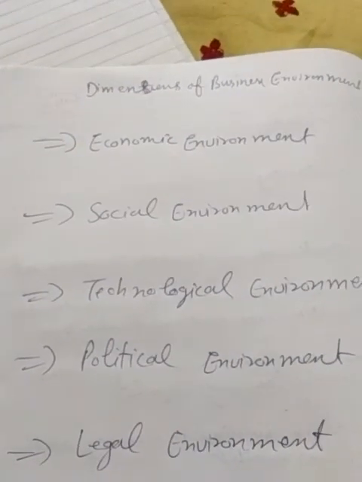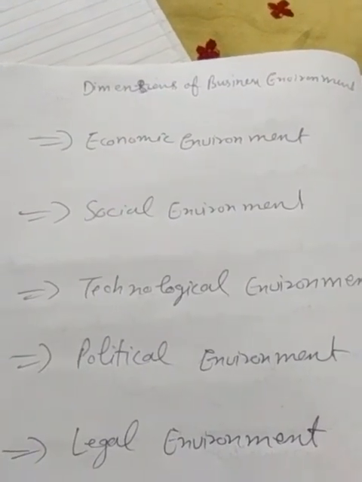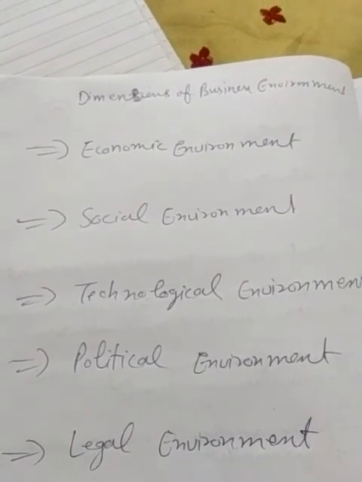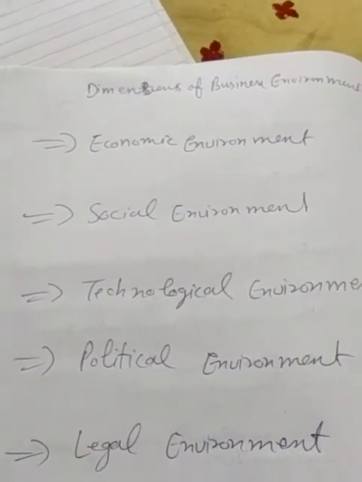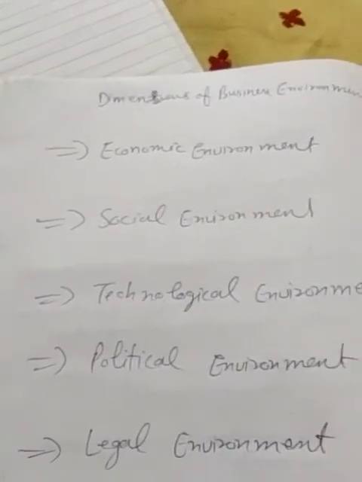So this is the dimension of the business environment. There are five dimensions: economic environment, social environment, technological environment, political environment, and legal environment. All these five dimensions come under the general business environment.